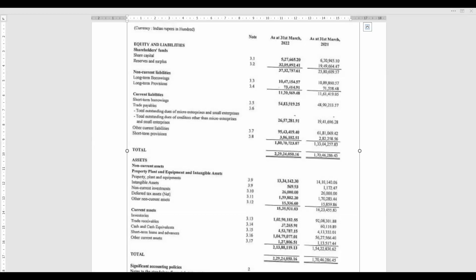Okay, this is the format. Equity and liabilities, heading 1. Share capital, reserves and surplus, money received against share warrants. Now I am taking you to the actual balance sheet. See, equity and liabilities, shareholder funds, share capital, reserves and surplus.